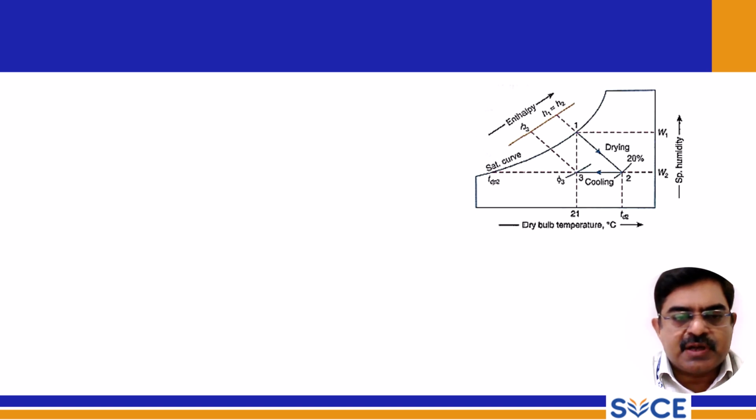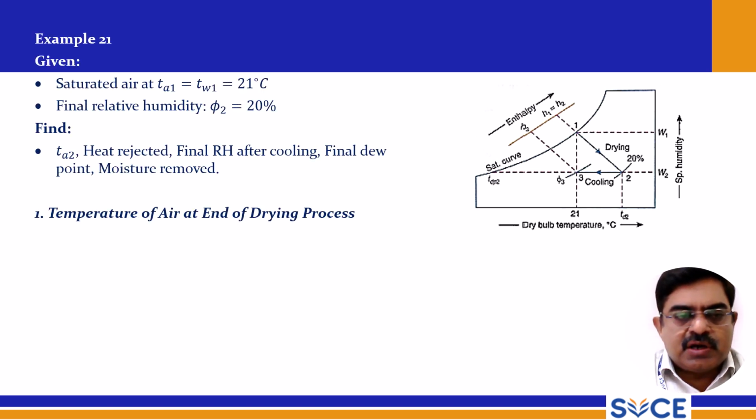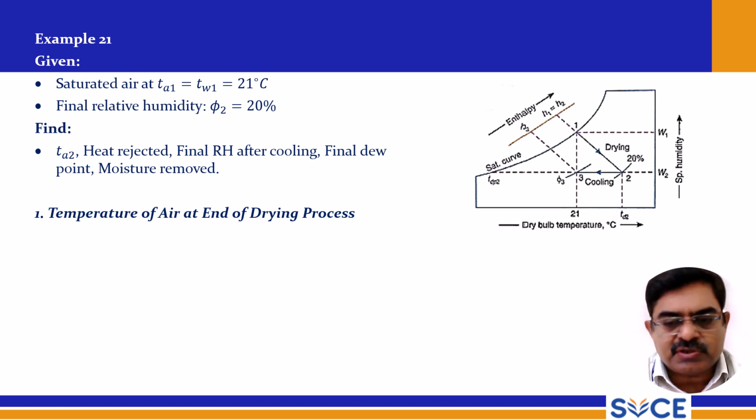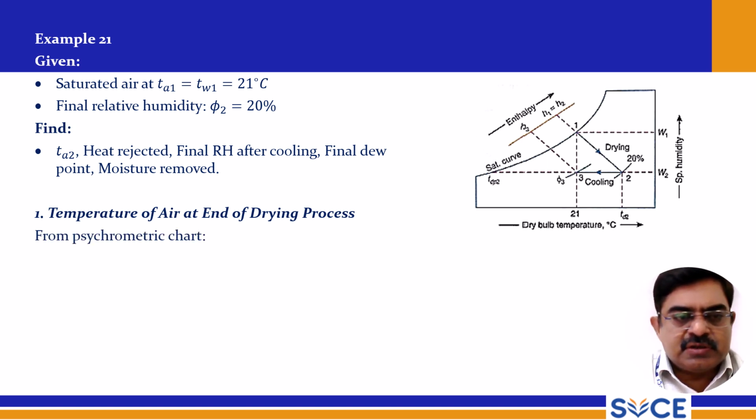So this is the chemical process, and this is one example. We will see examples on this. This is the last process in this topic, and mixing of air streams we are going to take up in the next session. For the saturated air, given Ta1 equal to Tw1 is 21 degrees Celsius. The final relative humidity is also given, 20 percent. We have to find Ta2, heat rejected, final RH after cooling, final dew point, and moisture removed.